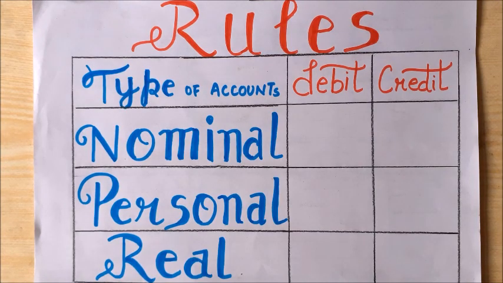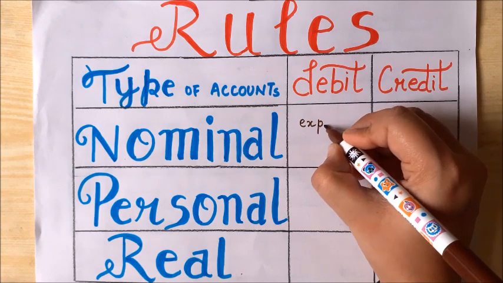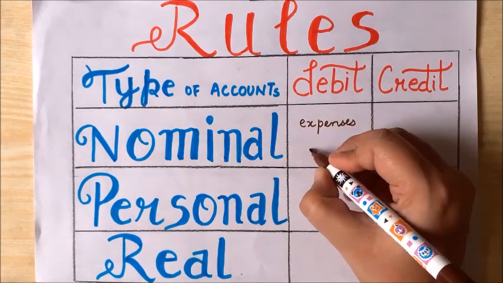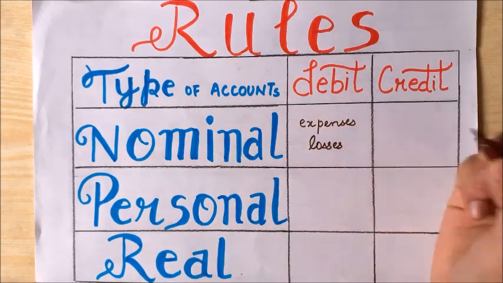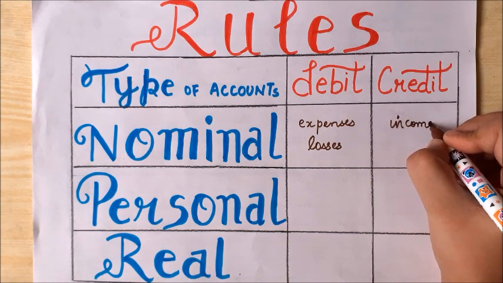Next topic that we are going to discuss is the rules of accounting. These are also known as golden rules of accounting, and these are based upon the types of account that we have discussed, that is nominal account, personal account and real account, and these will help you to pass the necessary journal entries. So let's discuss the rules of accounts. First is for the nominal account. We will debit all the expenses and losses, and we will credit all the incomes and gains.